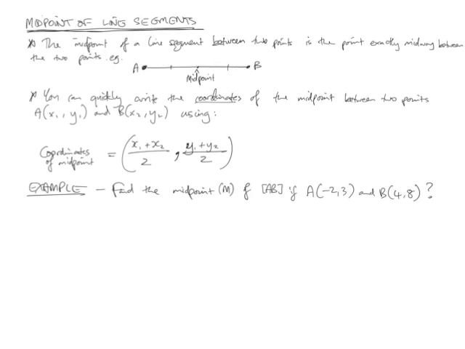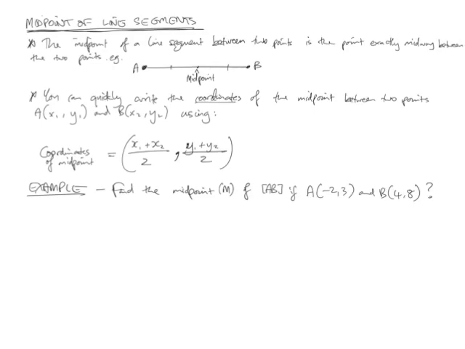So, fortunately for us, there's a really quick way of writing the coordinates of the midpoint between two points if we know the x and y coordinate of both of them. And you just use this formula here. Well, it's not even a formula, it's just a rule. The coordinates of the midpoint are going to be the x-coordinate of the first point, x1, plus the x-coordinate of the second point, x2, and divide that sum by 2. And that's going to be the x-coordinate of your midpoint.